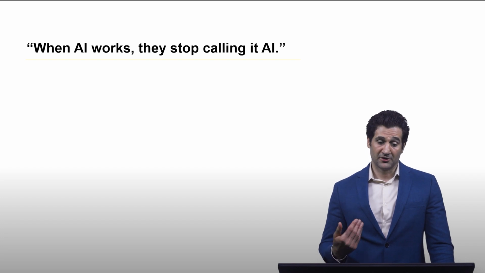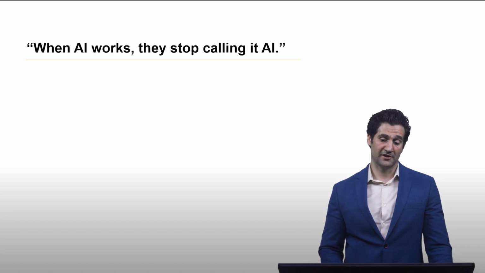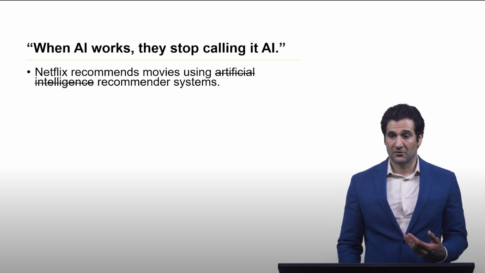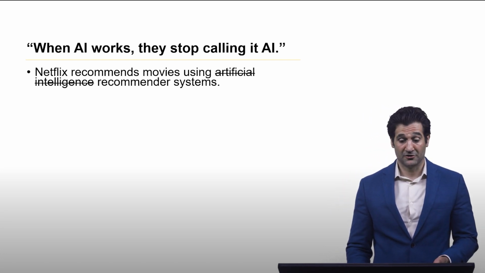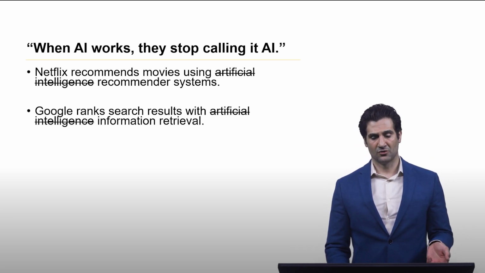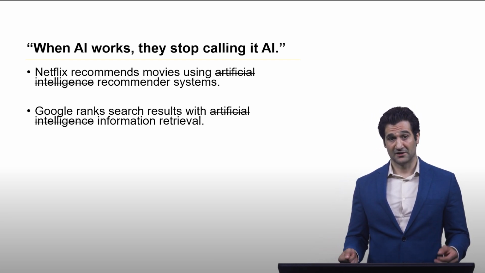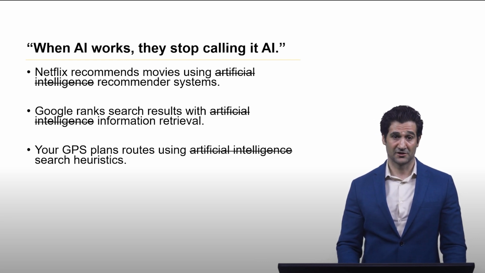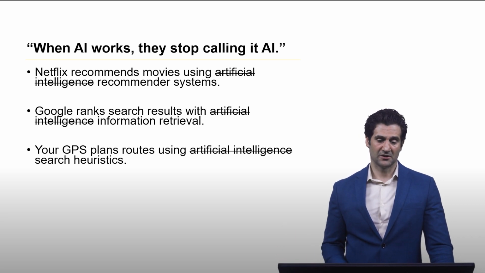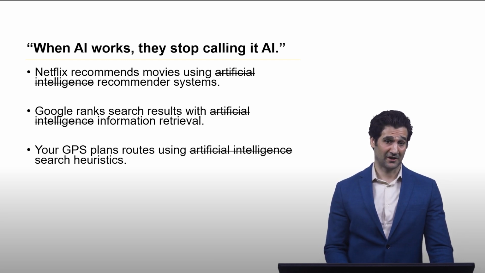So one little joke within the field of AI is when it starts to work, people stop calling it AI, and we see this all the time. So Netflix, 20 years ago, you might have called what they're doing artificial intelligence, but now it's referred to as recommender systems. Google uses what's called information retrieval, but really underlying it, there are AI and machine learning techniques for their search engine. Your GPS uses an artificial intelligence technique in the path planning, but again, this is often just referred to as a search heuristic.